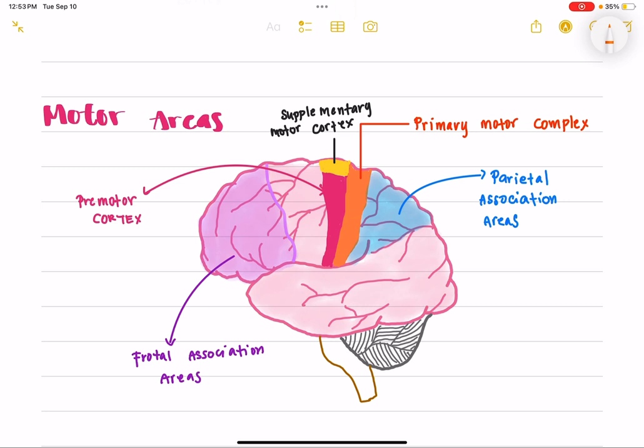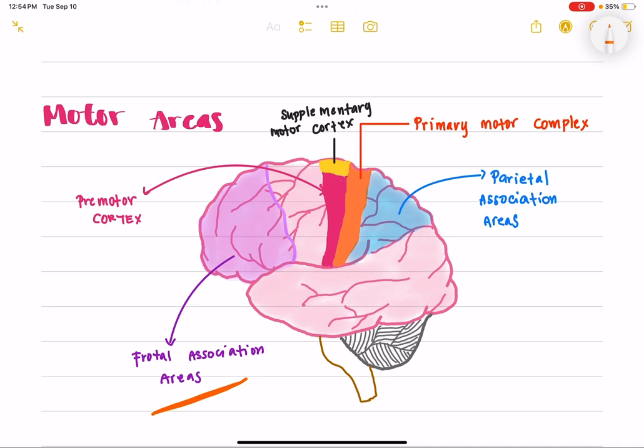For example, the association areas in the parietal cortex are thought to be involved with aspects of attention and perceptual awareness, and association areas in the frontal are linked to complex processes like planning, impulse control, and self-awareness. So, tandaan, sa parietal association, attention and perceptual awareness, and sa association area sa frontal is planning, impulse control, and self-awareness.